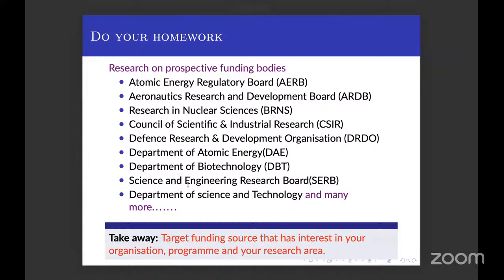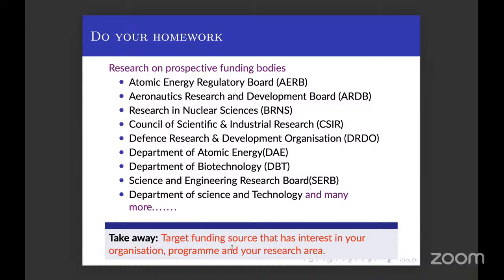Now, before starting or writing a proposal, we should do some homework. There are a large number of funding agencies. Nowadays, ANRF is there, which is giving calls every day. Every day one call comes generally. If you go to CSIR, DRDO, Indian Railways, DAE, DBT, ICMR, a lot of funding agencies are there. They are giving calls. So they have the money, you have an idea, and I think they will give you a project.